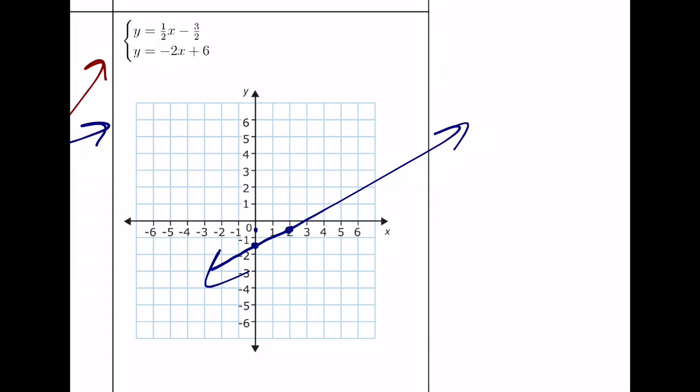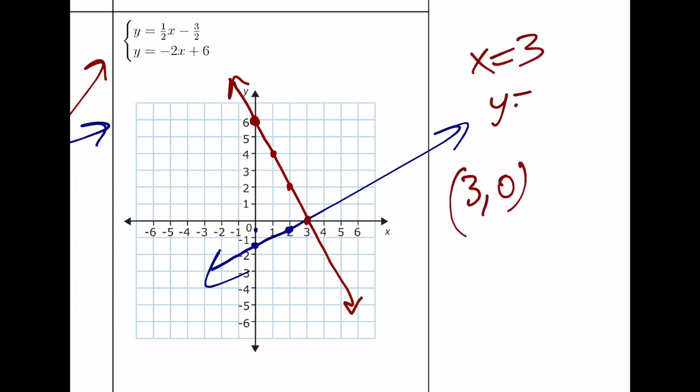The bottom one, we start here at plus 6. And we go down 2, right 1. These two lines cross at 3, 0. So we see that x is 3 and y is equal to 0.